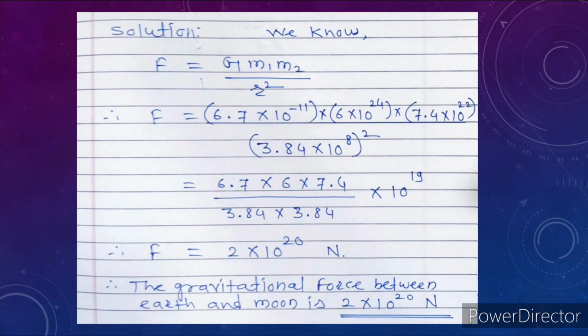That is equal to 6.7 into 6 into 7.4 divided by 3.84 into 3.84 into 10 raised to 19. After further calculation, finally we get F is equal to 2 into 10 raised to 20 Newton. And therefore, the gravitational force between Earth and Moon is 2 into 10 raised to 20 Newton.